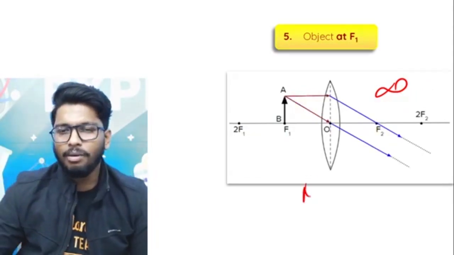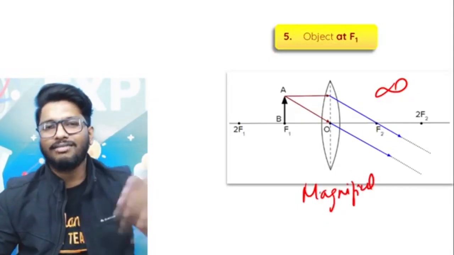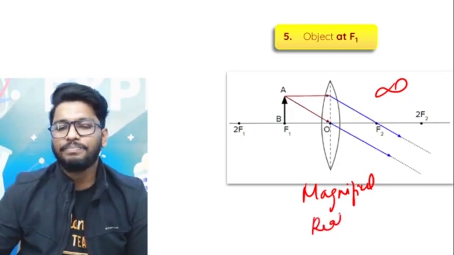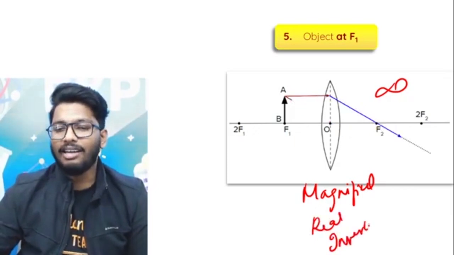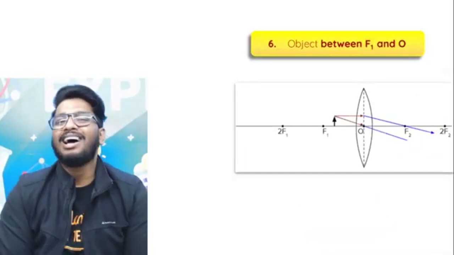So that is why we assume that the image is formed at infinity. The size of the image is going to be magnified. It's going to be much bigger than the object, like you can see, and yes, it's going to be real, and once again inverted. Right?